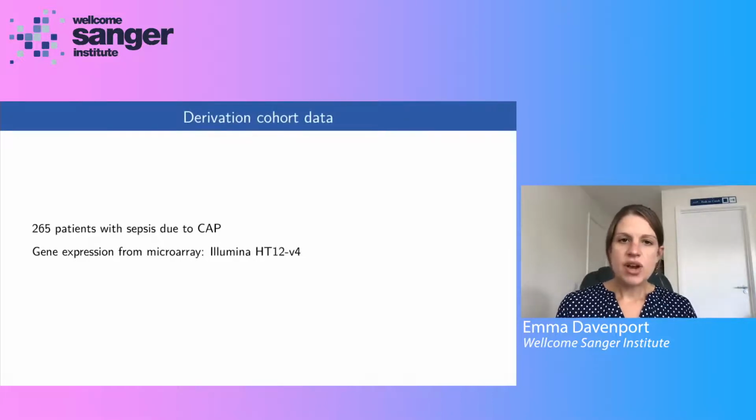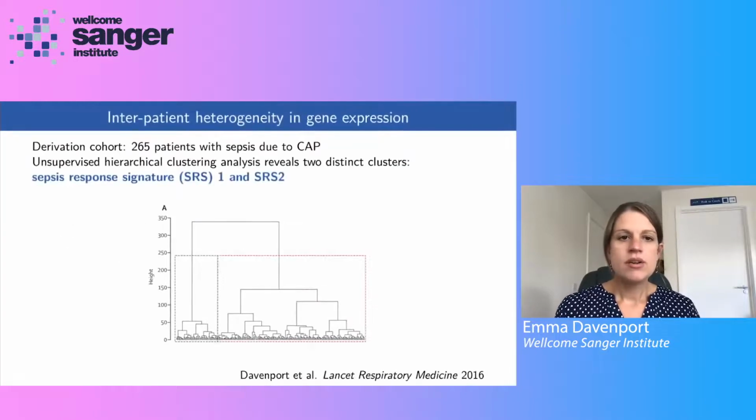So I'm going to start by describing a derivation cohort that we initially generated for 265 patients with sepsis due to community-acquired pneumonia. And for these patients, we generated gene expression using one of the Illumina microarrays. For this cohort, we started off by taking the top 10% of probes that were most variable across our cohort, and we conducted unsupervised hierarchical clustering analysis, and this revealed 2 distinct clusters, which we have designated as sepsis response signature, or SRS1 and SRS2.